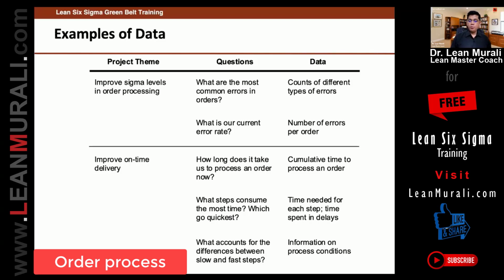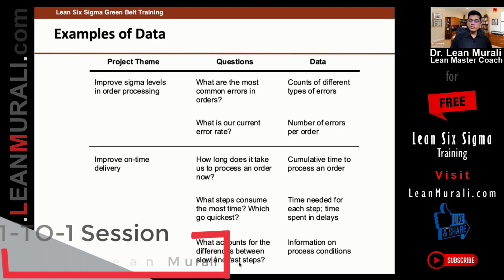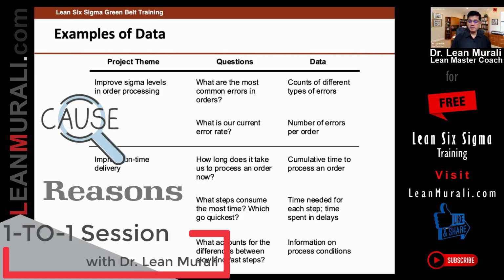Which go quickest? So we should be able to identify different activities and which process takes more time, which process takes less time. These are the questions we need to ask. The questions are very important. What accounts for the differences between the slow and fast steps? What are the causes? What are the reasons?